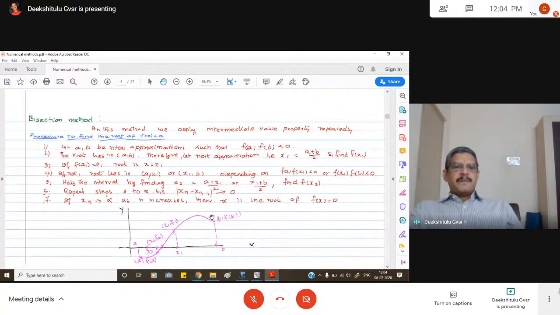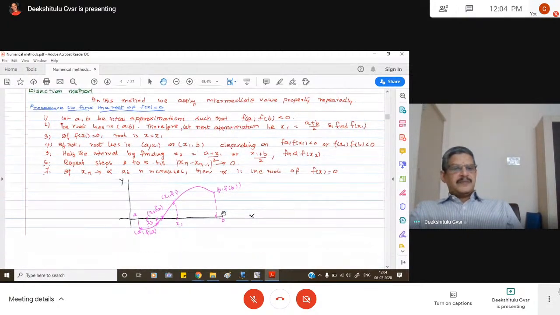So we start with the bracketing methods, the bisection method. Then what is the bisection method? In this method, we apply the intermediate value property repeatedly. What is the intermediate value property?